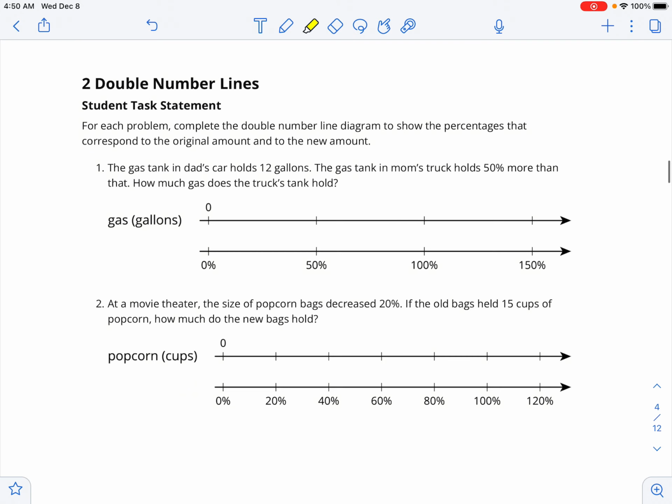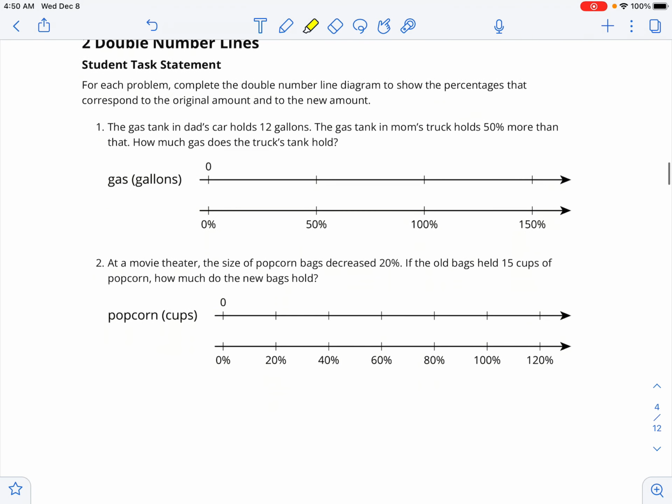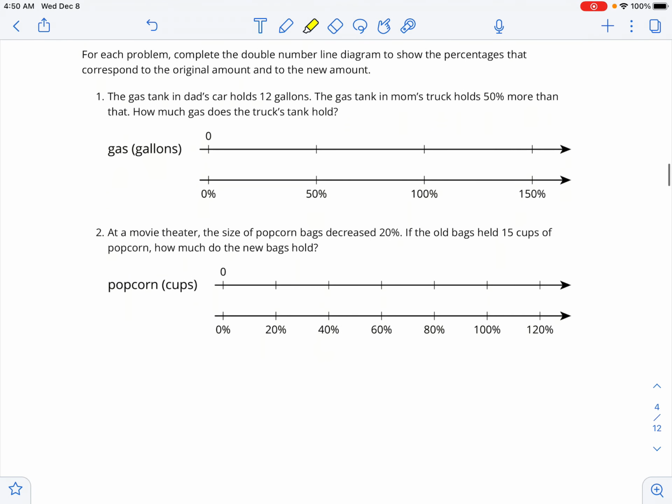Let's take a look at ClassKick slide 4. Slide 4 says, for each problem, complete the double number line to show the percentages that correspond to the original amount and the new amount. Question 1. The gas tank in Dad's car holds 12 gallons. The gas tank in Mom's truck holds 50% more than that. How much gas does the truck's tank hold?